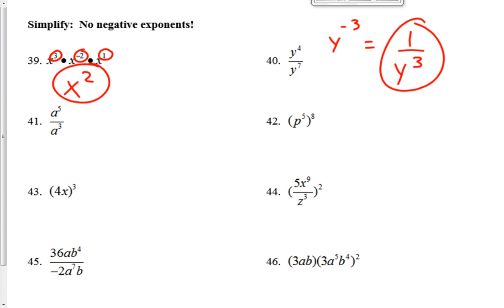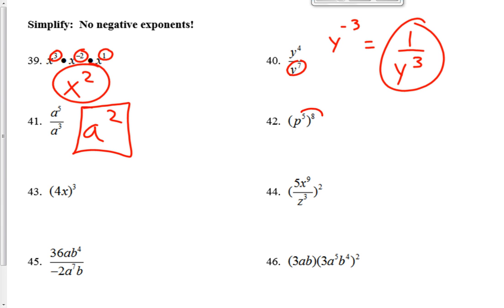Or you could think of it, if there's 4 y's in the numerator, 7 y's in the denominator, 4 of them would cancel out in the numerator and denominator, and there's 3 left in the denominator. So 1 over y to the third. 41 would be a squared. 5 minus 3 is 2, so a squared.